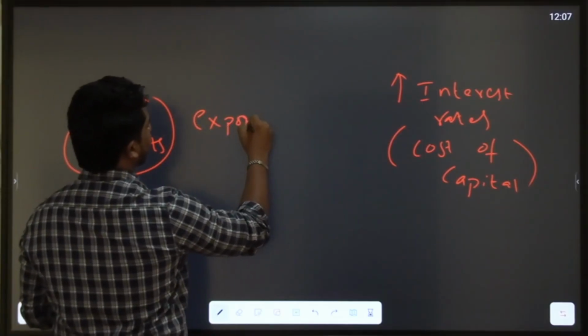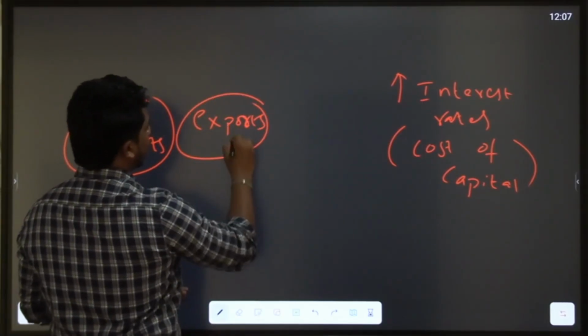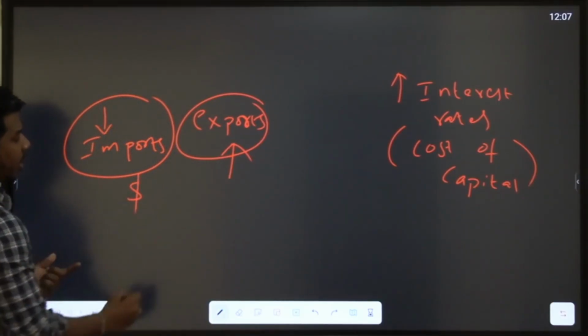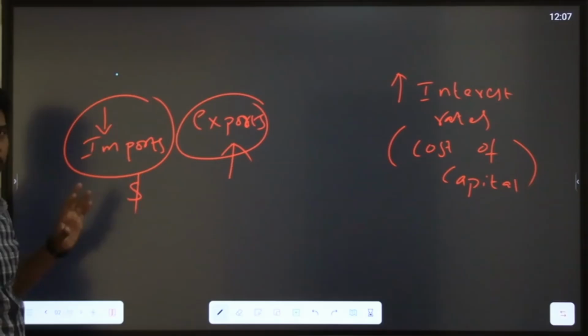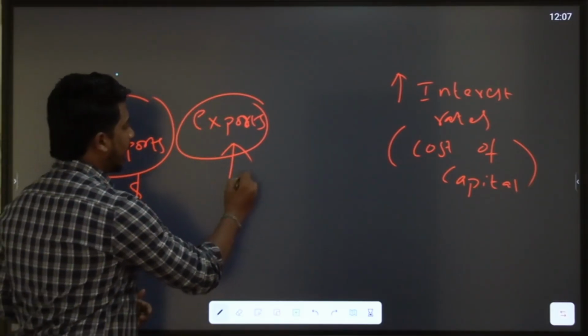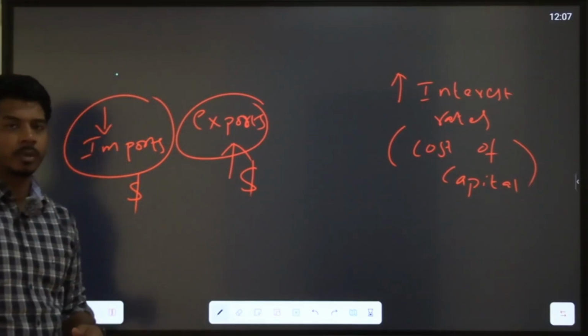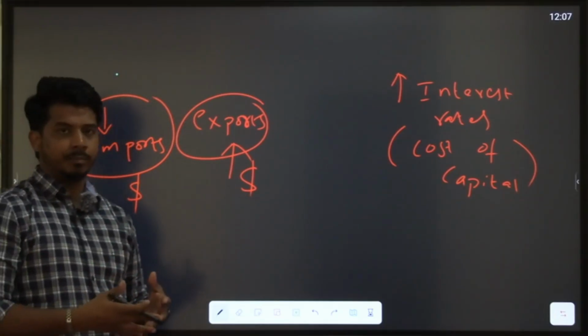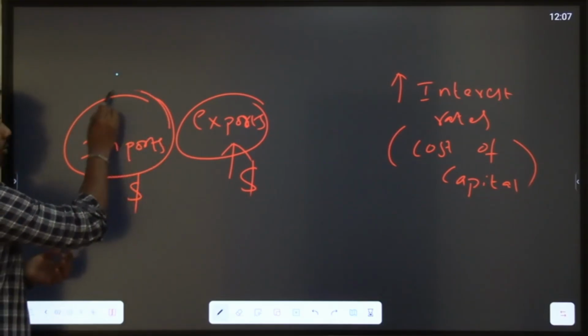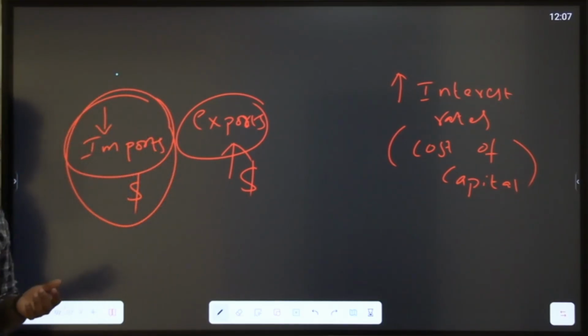Exporting some things from the country to other countries. So when you import, you have to pay US dollars to the person who is selling you the product. When you export, the other person will give you, and you will get US dollars. We all need foreign currency, at least to pay all our bills.